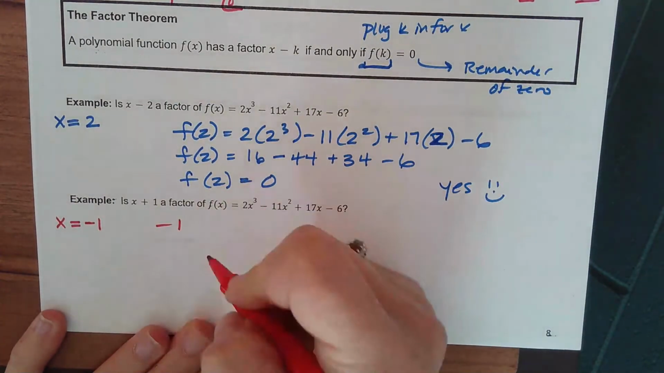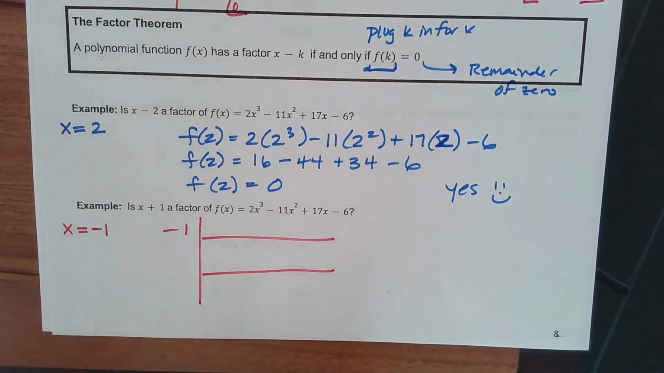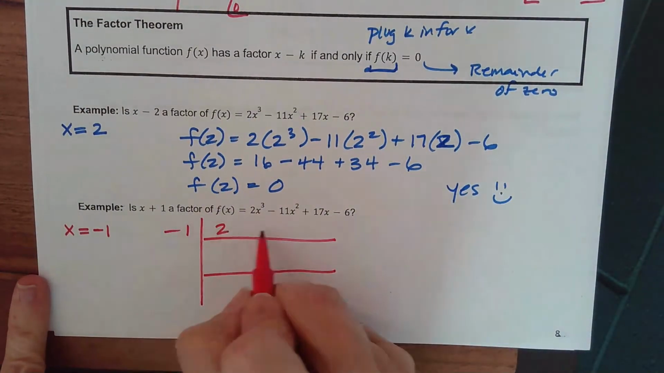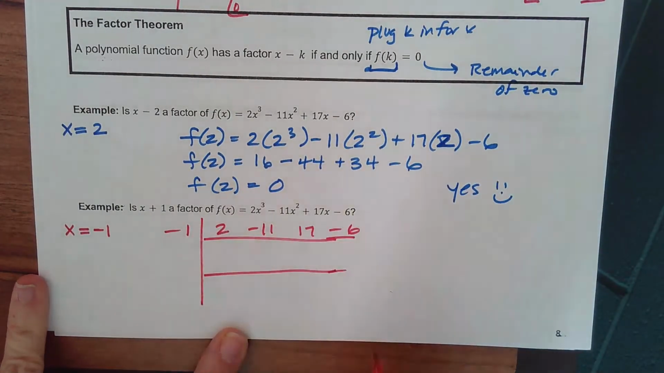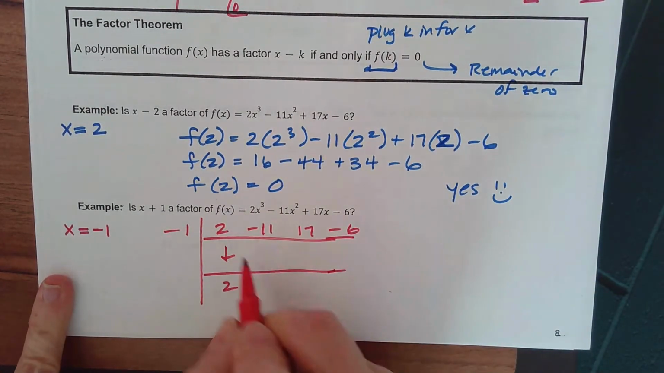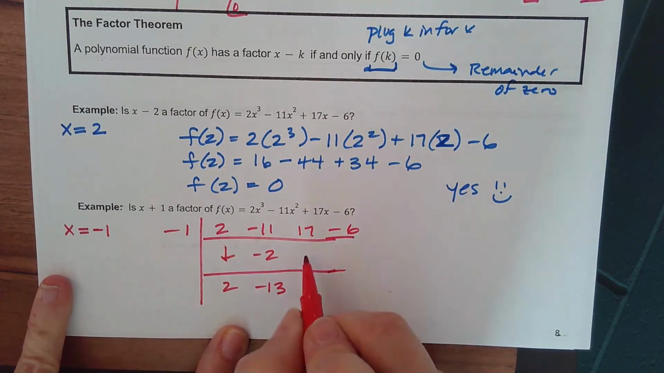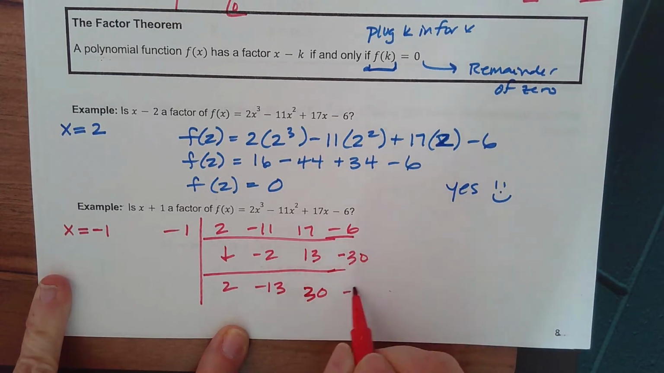But instead of plugging -1 in for x, which again is a fine way of doing it, another way of doing this is what we call synthetic substitution. So I'm going to do this synthetic division. Again, I'm just going to pick all the numbers off. I'm going to drop this 2 down. I'm going to multiply, I'm going to add. Whoops, this is 30. And then I get -30 and I get -36.